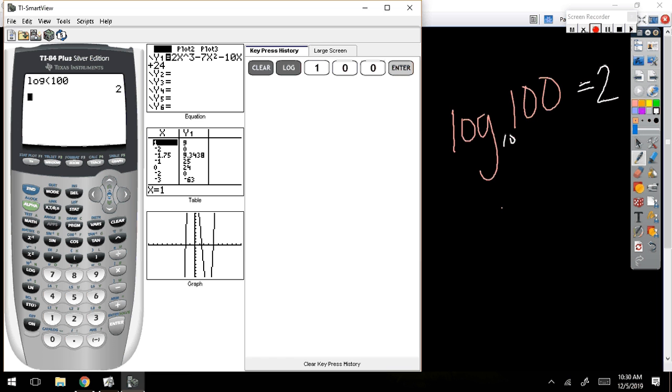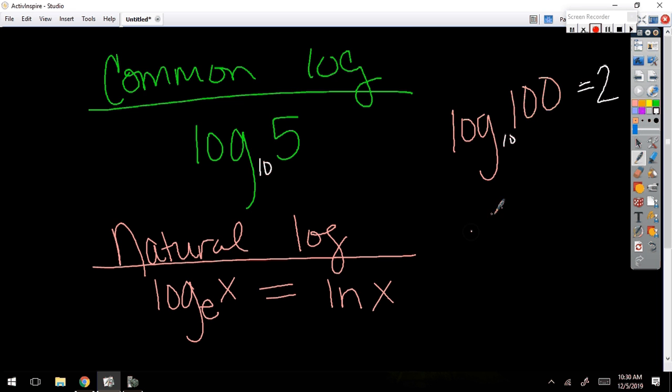This only works when it's a base of 10. So if I asked you what is log base 2 of 5, it doesn't work anymore because the base is different, right? That's why I was telling you your calculator won't work just yet. It's only a base of 10 or a base of e.